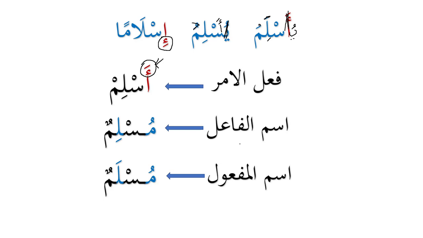How to make ismul fa'il? Very simple. Ismul fa'il, as we know, in the beginning we change the alamatul mudari into mu, and then in the end we put tanween, so it becomes muslimun. So muslimun is ismul fa'il, and we know how to change ismul fa'il into ismul maf'ul. We change this kasra into fatha. So the second last letter changes into fatha, so it becomes muslamun. So muslimun is ismul fa'il and muslamun is ismul maf'ul.